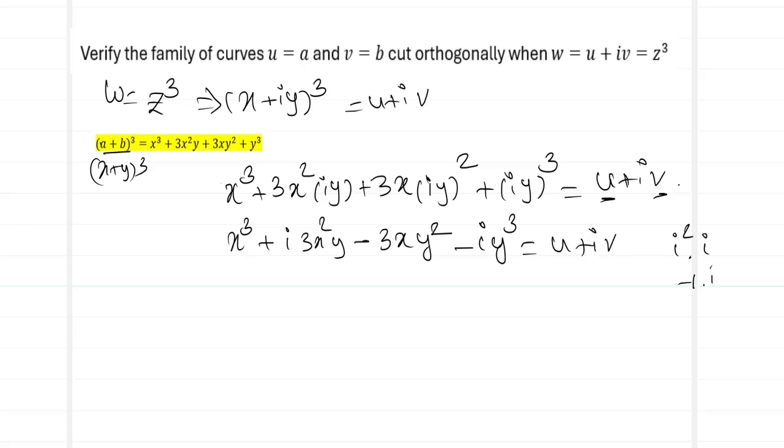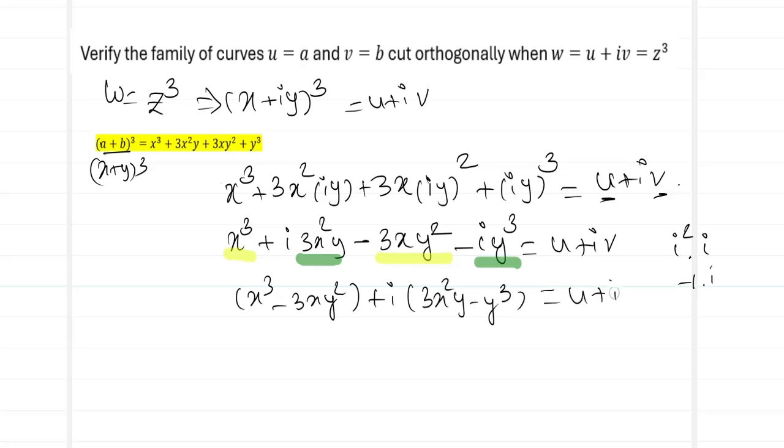Collect all your real parts separately. What is going to be the real part? x cube is the real part, and minus 3xy square is going to be your real part. So x cube minus 3xy square is your real part. Collect all your imaginary parts separately. What is going to be your imaginary part? 3x square y and minus y cube is your imaginary part. So plus i times 3x square y minus y cube. So this is going to be your u plus iv. How can you compare two complex numbers? The real parts have to be equated independently and the imaginary parts have to be equated independently.